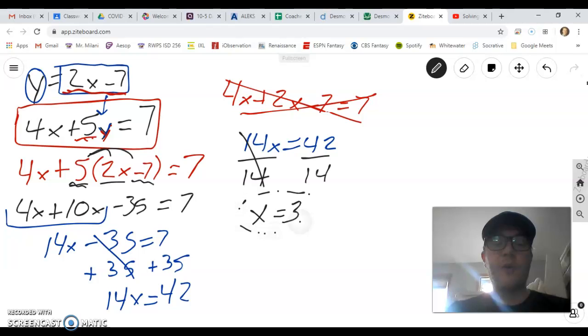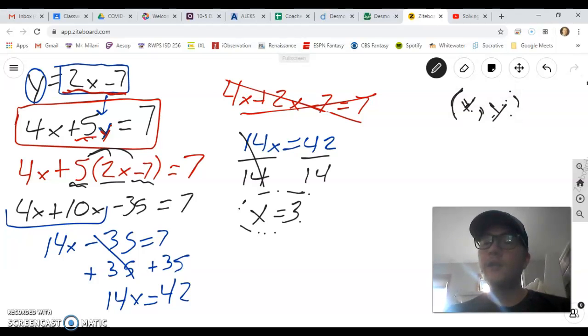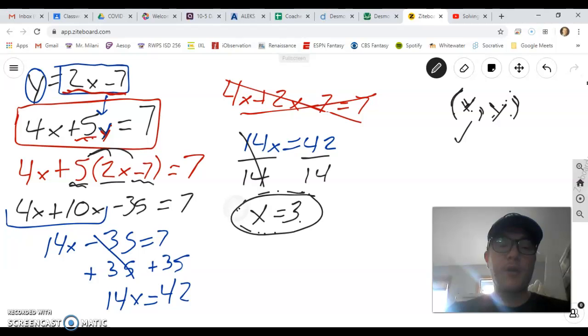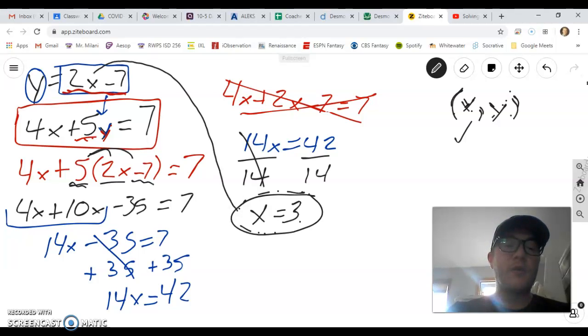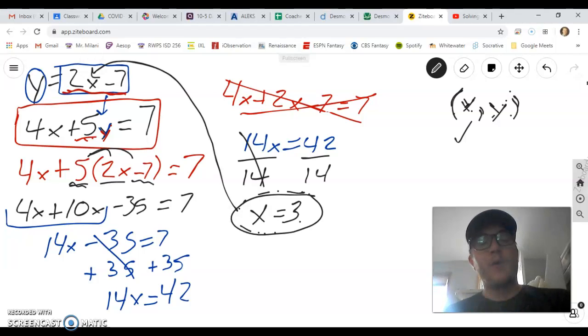That is the first part of our answer, because remember, our answers need to be these ordered pairs x, y. So we've got x already taken care of. So if you remember what we do here, I'm going to plug this in. You can plug it into either equation, but that one where y is already alone is going to be a little bit easier. There's going to be less work involved.